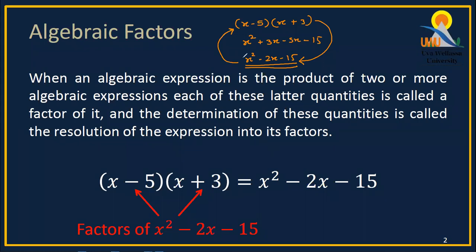Therefore, if you have the quantity x squared minus 2x minus 15, you should be able to convert it into factors. Multiplication of factors gives you another algebraic expression. In the reverse way, if there are any factors available in an algebraic expression, you should be able to convert it into the multiplication or product of two or several factors. That is why I have stated here that x minus 5 and x plus 3 can be considered the factors of x squared minus 2x minus 15.